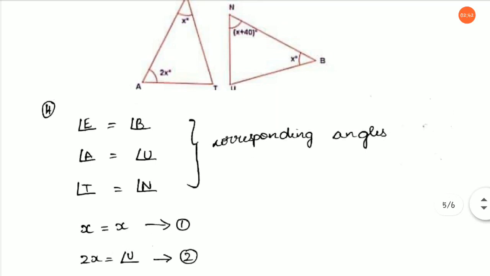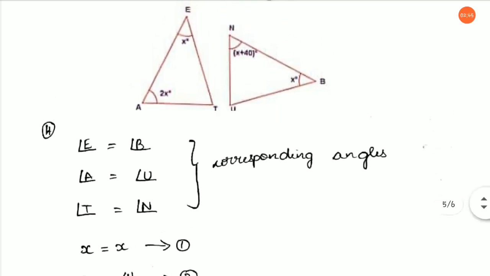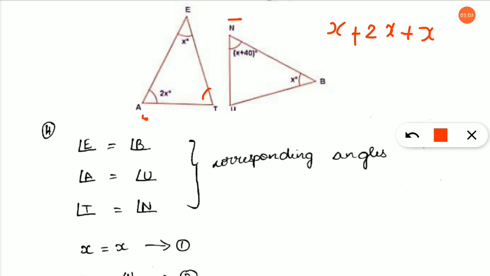So in triangle EAT, I am going to substitute the values of E, A and T. What is the value of E? It is X, and then the value of A is plus 2X, and now we have found the value of T, because the corresponding angle for T is angle N and its value is X plus 40. And then I am going to equate it to 180, because the sum of the three angles of a triangle will always be equal to 180. Clear? And after this, we are going to add and then find the value of X.